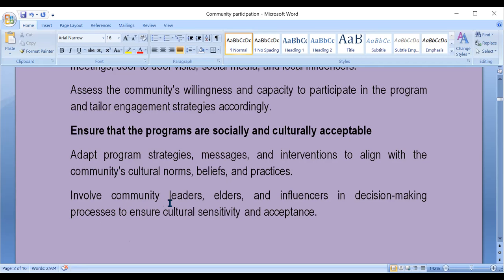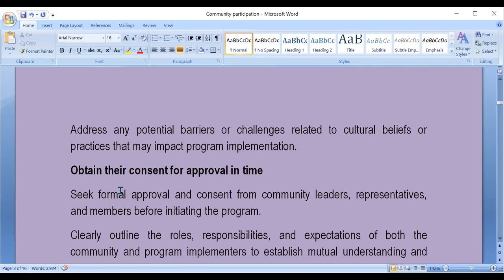Then involve community leaders, elders, and influencers in the decision-making process to ensure cultural sensitivity and acceptance. They always look up to their leaders. So you must involve them. Anything that does not support you will not go well. Okay? Address any potential barriers or challenges related to cultural belief or practice that may impact the program implementation.